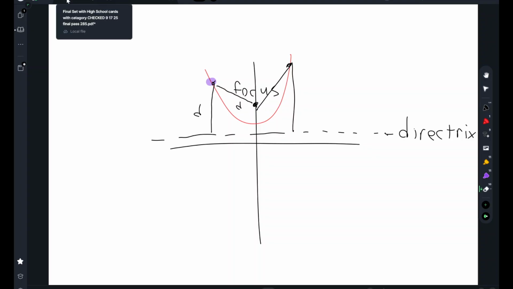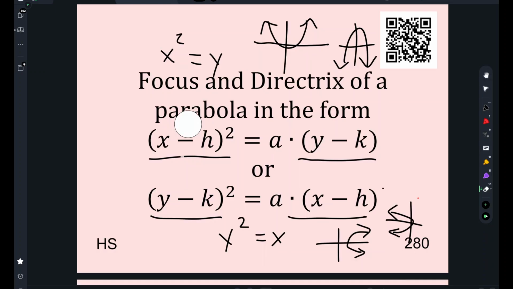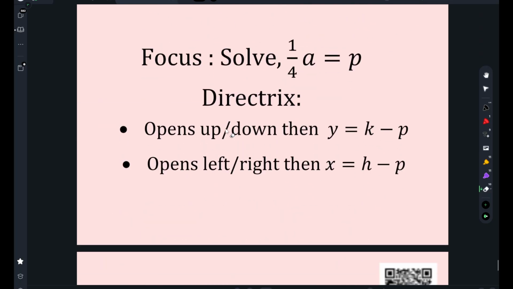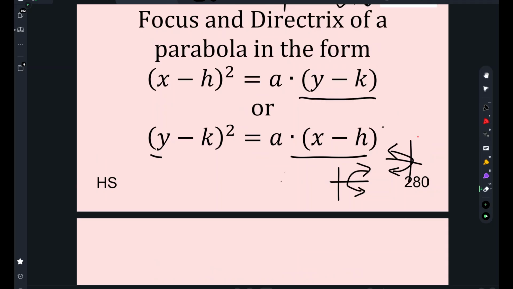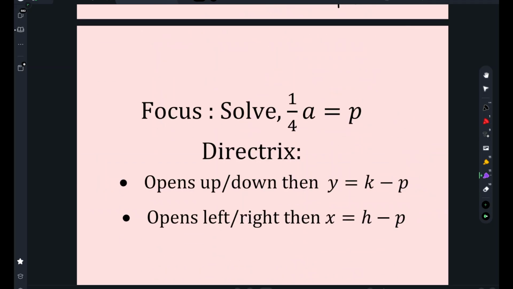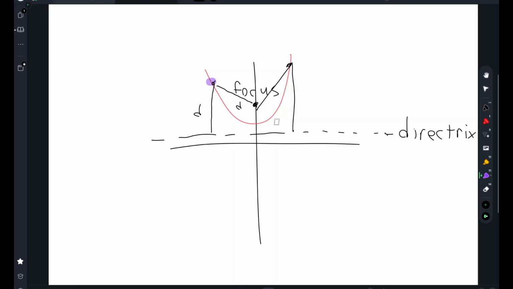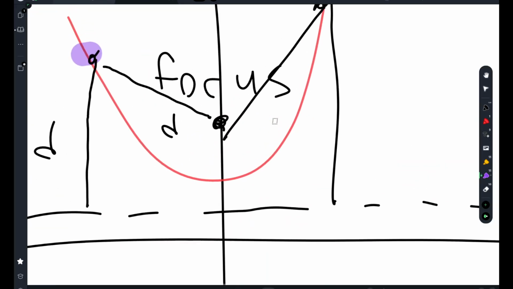So now the question is, how do we get them? And it's actually not too bad. So first off, you need it in this form, but then once it's in this form, you just take a and you just divide it by 4. And that's how you can get both. So hang on now. What does that represent?